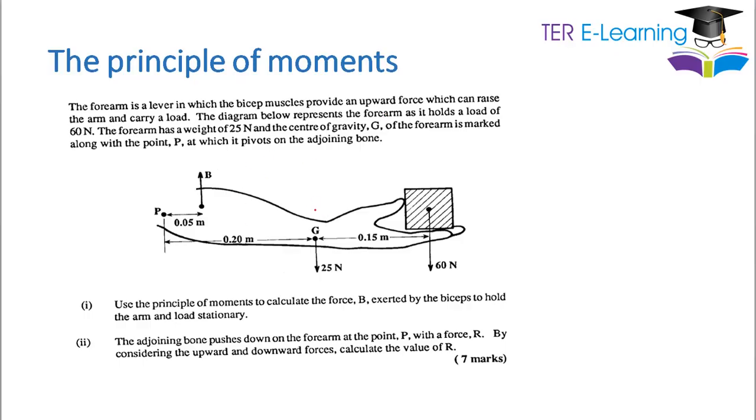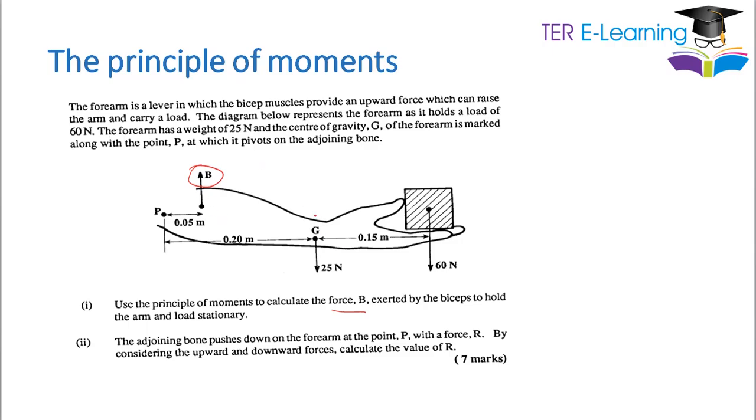So basically, we have a diagram here. We have the arm, which is holding an object of weight 60 newtons, right? Now, the first part of the question, they want us to use the principle of moments to calculate the force B exerted by the bicep to hold the arm and load stationary. So this is the force that they want us to find. They want us to find B.